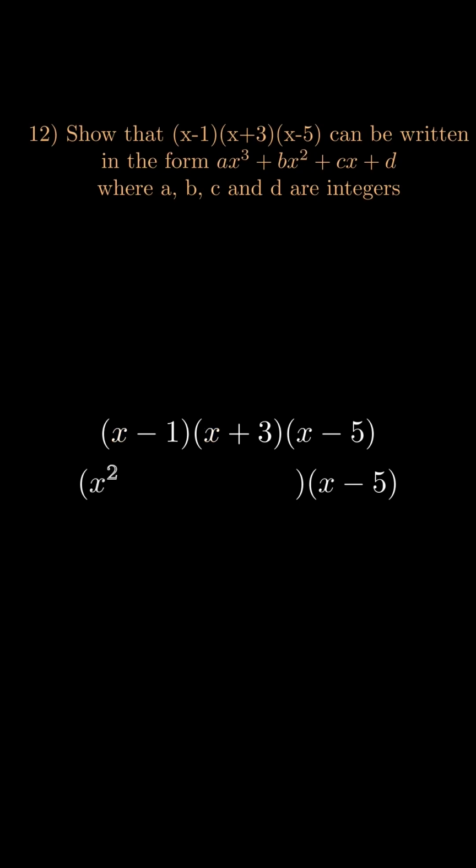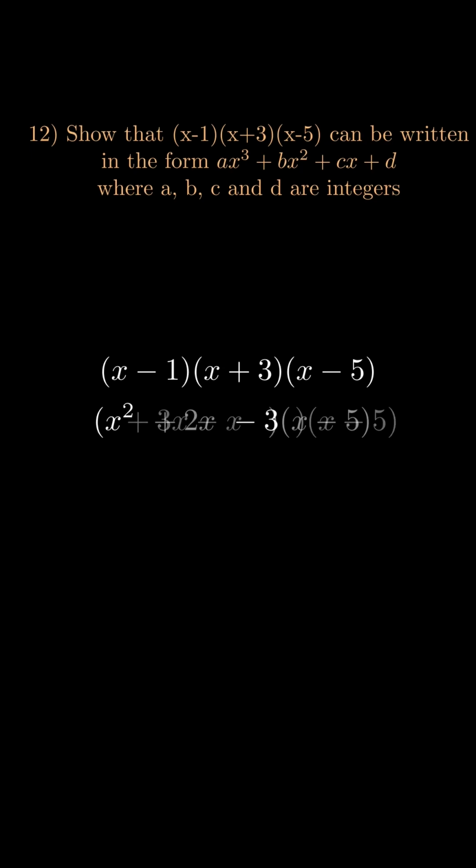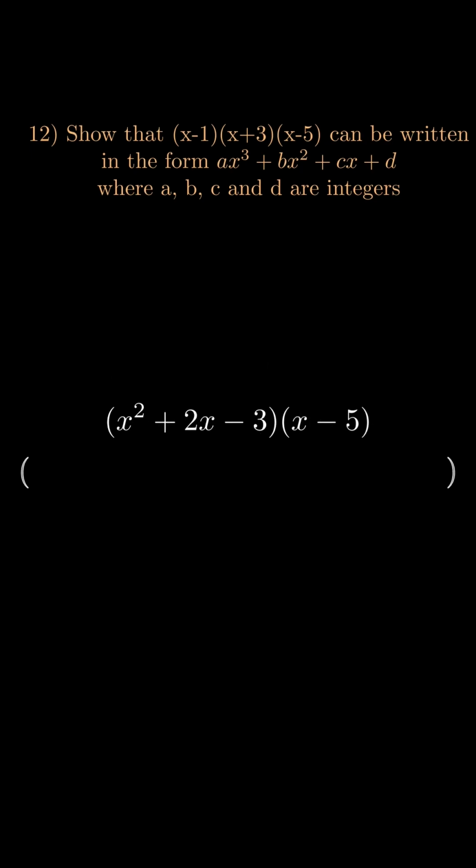X times x is x squared, x times plus 3 is 3x, minus 1 times x is minus x, and minus 1 times 3 is minus 3. We add the 3x minus x and we get 2x. Now we can expand x squared plus 2x minus 3 times x minus 5.